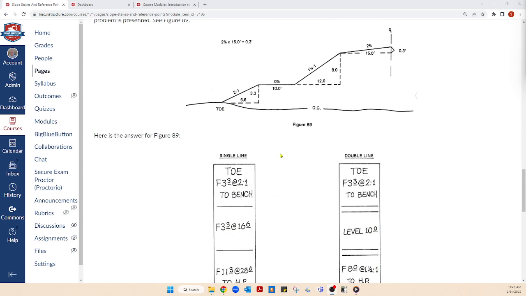Fill 3.3 at 2 to 1. There's your 2 to 1. There's your 3.3. Where did 6.6 come from? The vertical times the ratio. Let me just calculate. The vertical is 3.3 times the ratio 2 to 1, so 3.3 times 2 equals 6.6. That's our horizontal.